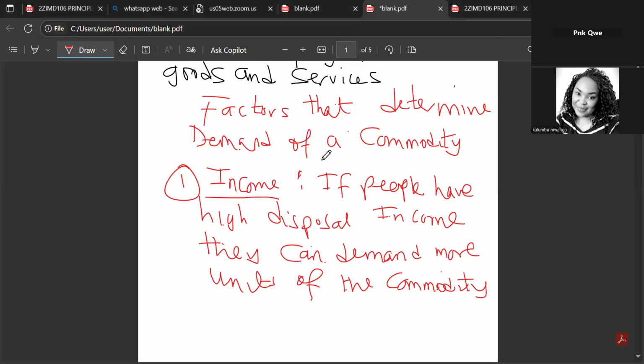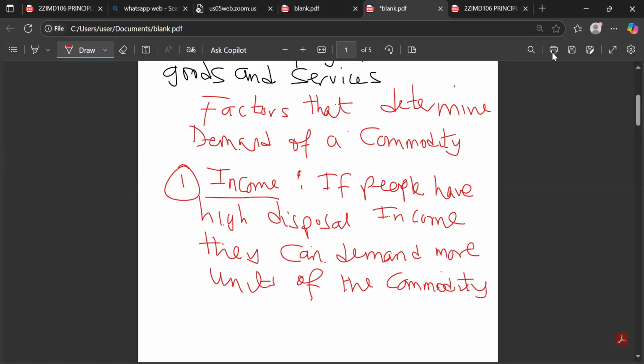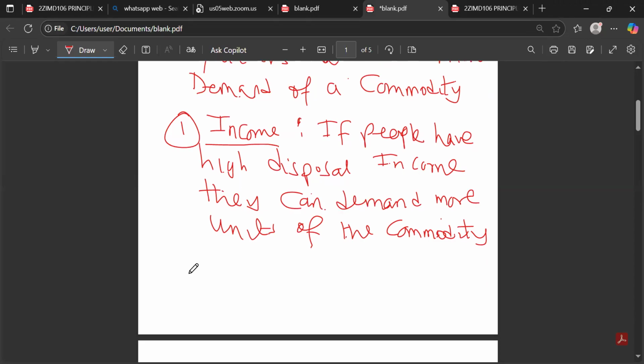So you mentioned income. And I simply say if people have high disposable income, they can demand more units of the commodity. What other factor? The price. Are we together?